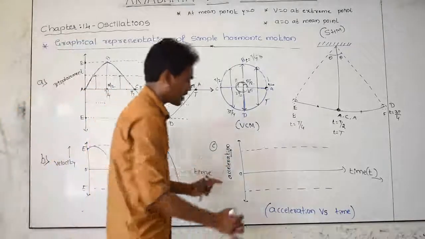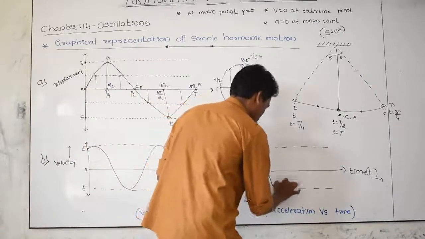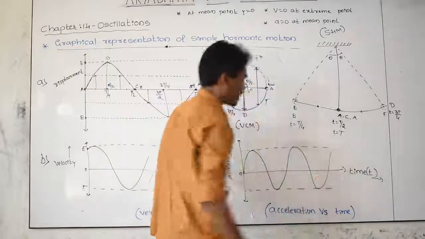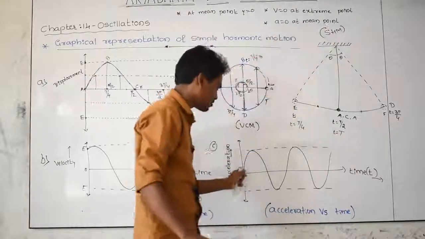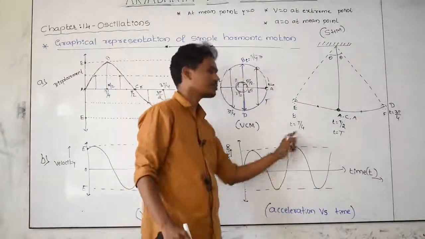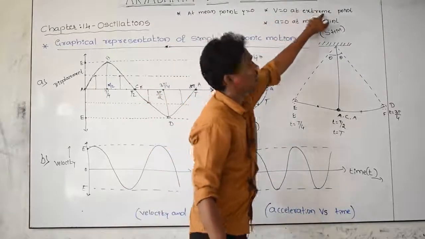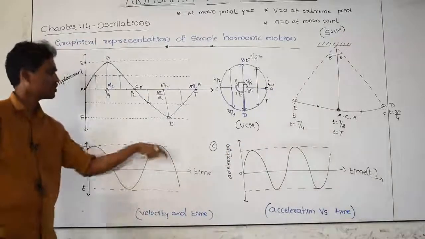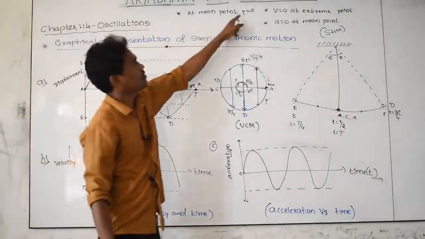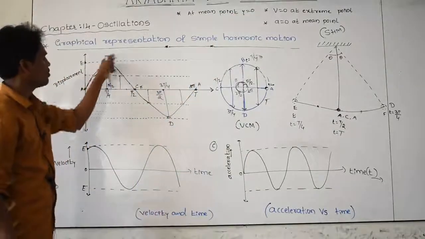And what about the acceleration graph? I am taking the acceleration graph like this. Acceleration is equal to 0 at the mean point, that's why I have started from the mean point. And velocity is equal to 0 at the extreme point, that's why I started from the extreme point. Displacement is equal to 0 at the mean point, that's why I started the displacement graph from the mean point.